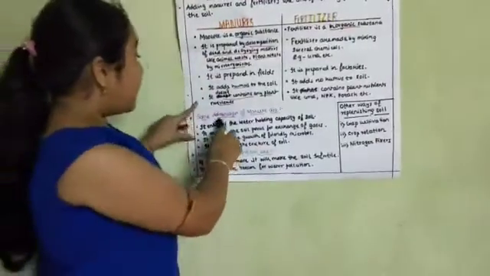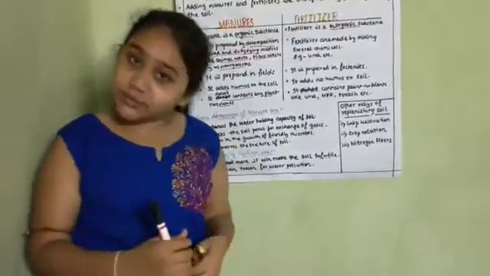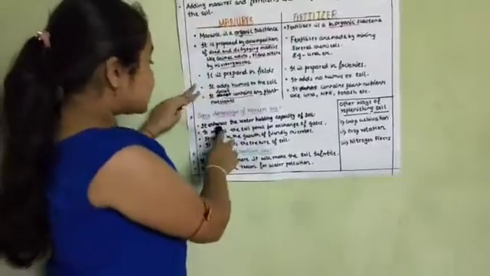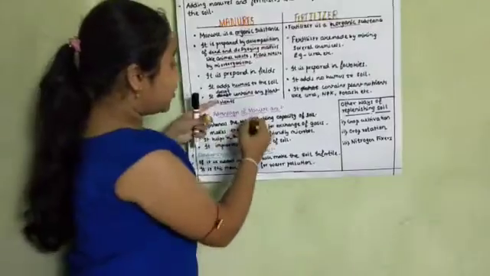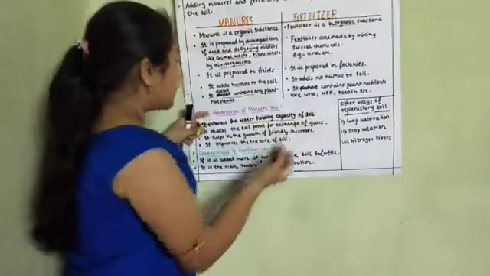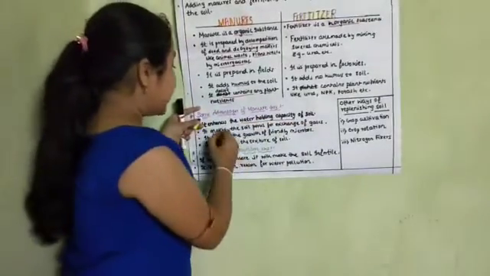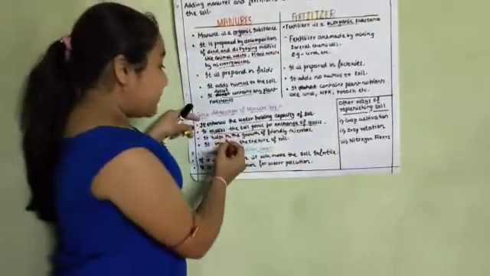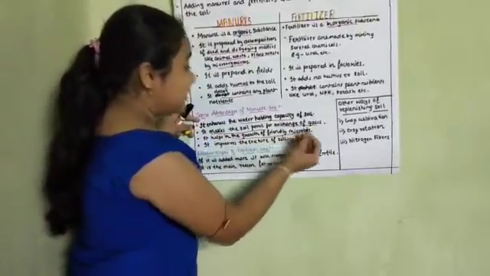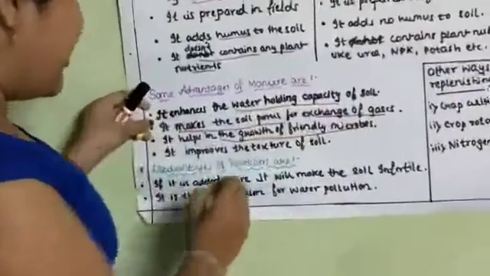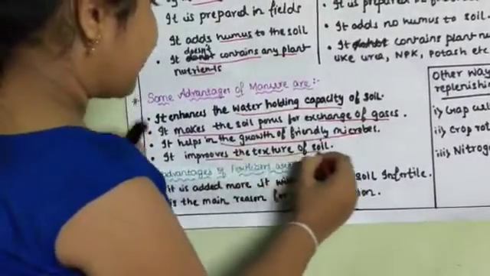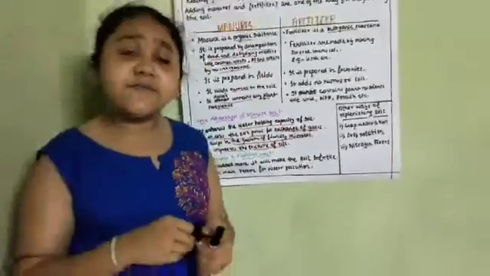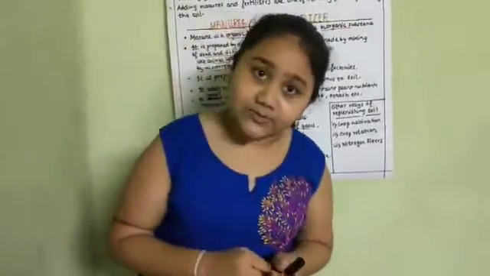So these are the 4 advantages. I am repeating them once again. First, it enhances the water holding capacity of the soil. Number 2, it makes the soil porous for the exchange of gases. Number 3, it helps in the growth of friendly microbes. And number 4, it improves the texture of the soil. These are the 4 advantages of manures.